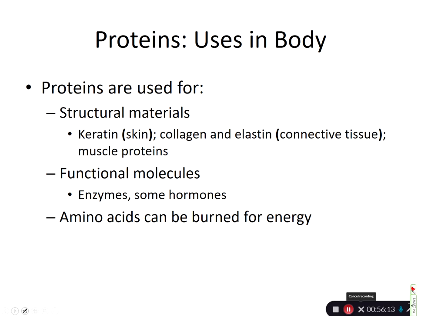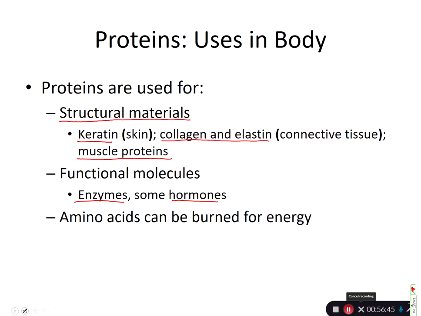So I mentioned, when we eat a protein, we break it into amino acids so we can build up a protein we need. So we use proteins as structural material. Keratin, which we find in the skin and the hair and the nails, is a protein. Collagen and elastin are also proteins. And even muscle proteins like actin and myosin. We use them as functional molecules like enzymes and hormones. Those are proteins. And then, if we need to, we can use them for energy.